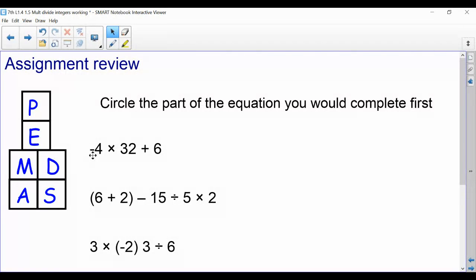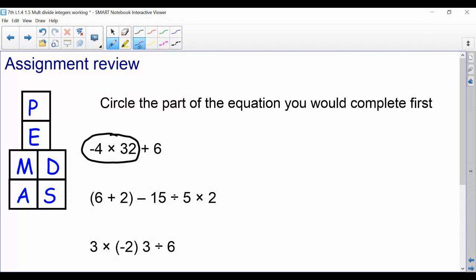The first expression says -4 times 3^2 plus 6. If we look at our order, there's no parentheses, no exponents. There is multiplication and division. So that would be the first part that we would need to do.